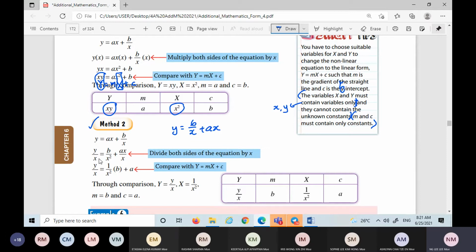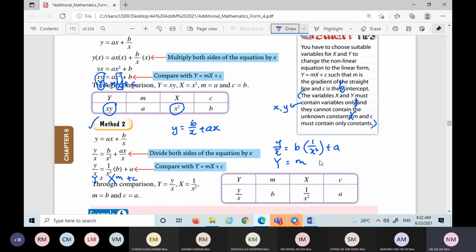So after dividing, this is what you get: Y over X. This one divided by X, you will get A. This one divided by X, you will get B over X squared. Now compare with Y equals MX plus C. Y equals, this one should be M, this one should be X, plus C. If you want, you can write again: Y over X, the M is B, then the capital letter X is this, and then plus A. This one is easier to see.